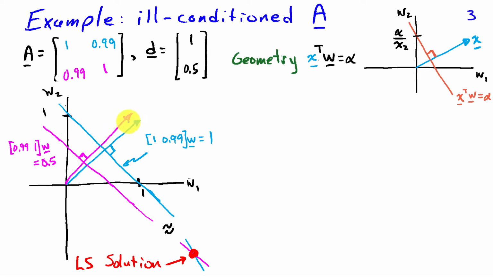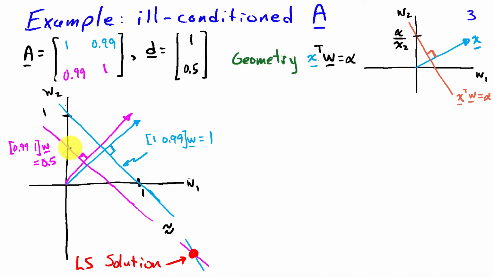In pink, I've drawn the vector corresponding to the second row, and then in light blue, we've got the vector in the first row of the matrix A. If I look at the first equation represented by this first row of A times W equals 1, that's going to be this light blue line here, where it's orthogonal to the vector 1, 0.99, and it passes through the W2 axis pretty close to 1. The line associated with the second equation in AW equals D looks something like I've drawn here. It's orthogonal to the vector 0.99, 1, and it passes through the W2 axis at about 0.5.